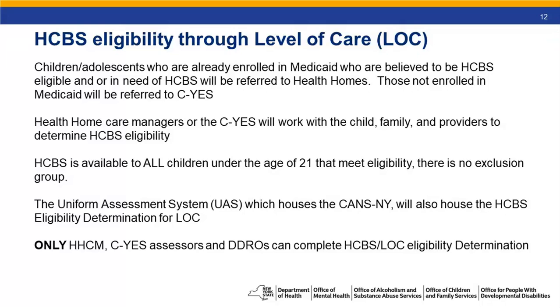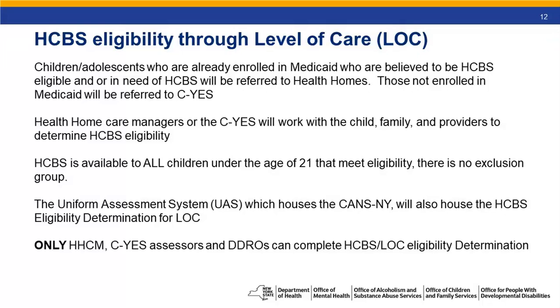And the HCBS is available to all children under the age of 21. So once a child turns the age of 21, then they are no longer eligible for the Children's Waiver HCBS. And there's no exclusion group. So we know that different populations of waivers previously excluded different populations, and that is not the case here. So if it's a child under the age of 21 who is believed to be in need of HCBS or eligible for HCBS, then you can conduct that determination with them.